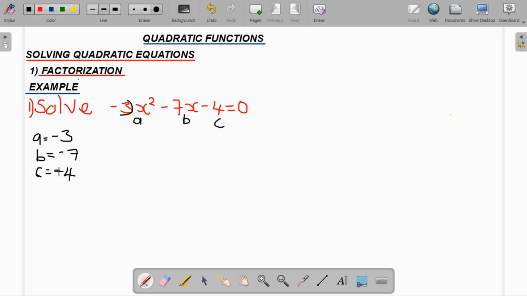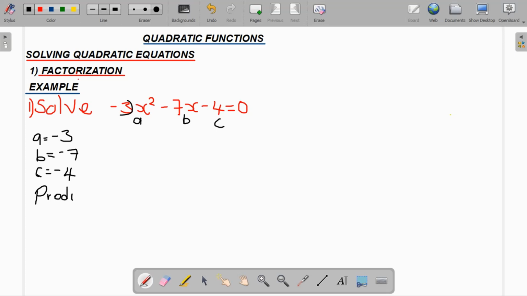Now, after having these numbers, the first thing that we're supposed to do when using the factorization method is to find the product, sum, and factors. Those are the things that we're going to find first. So we are going to find the product.